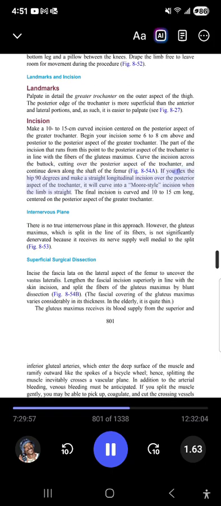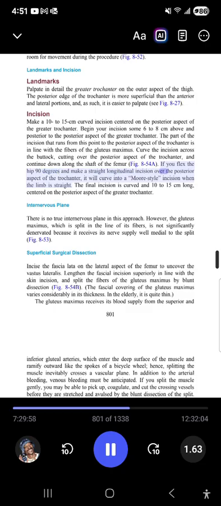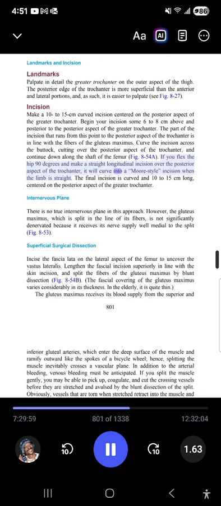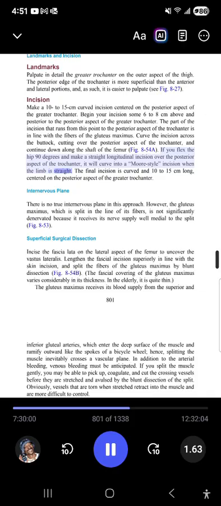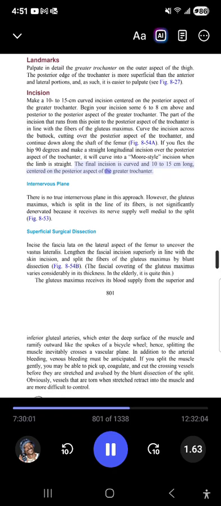If you flex the hip 90 degrees and make a straight longitudinal incision over the posterior aspect of the trochanter, it will curve into a Moore style incision when the limb is straight. The final incision is curved and 10 to 15 centimeters long, centered on the posterior aspect of the greater trochanter.